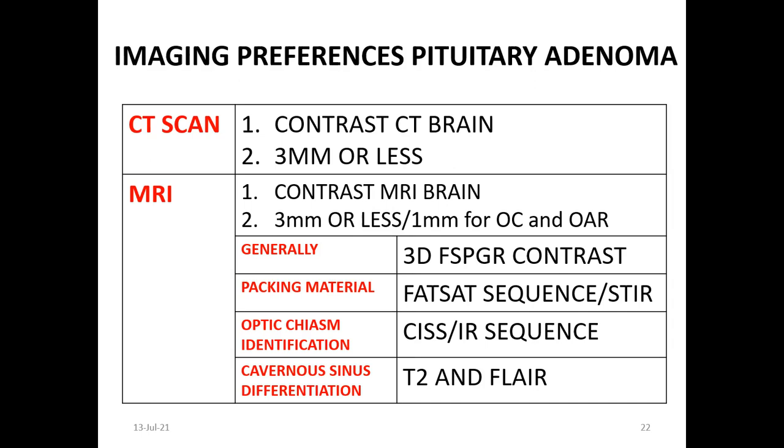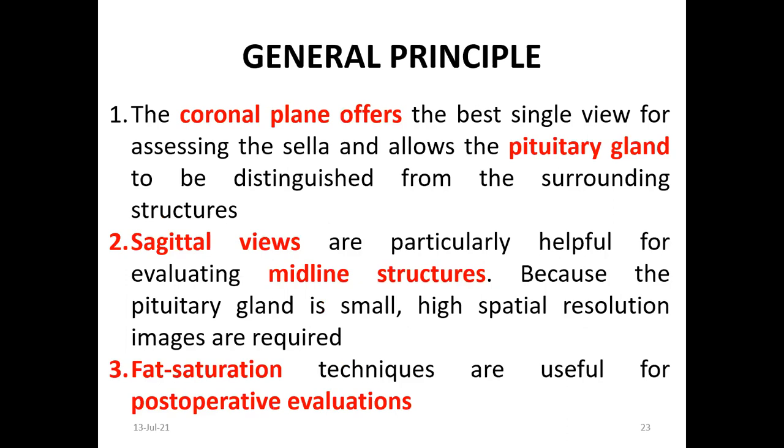If there are post-op images with packing material, then you have to take a STAR sequence, to differentiate between the packing material and residual pituitary. For optic chiasm identification, you can do an FSPGR sequence or CISS sequence. For cavernous sinus differentiation, whether the pituitary tumor is adherent to the cavernous sinus or involving the cavernous sinus, you have to take T2 and FLAIR images.